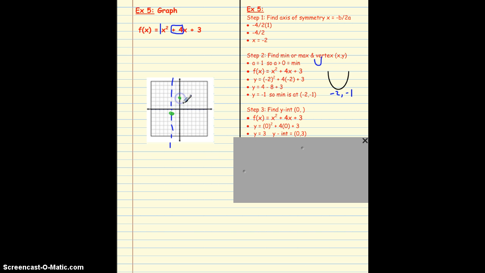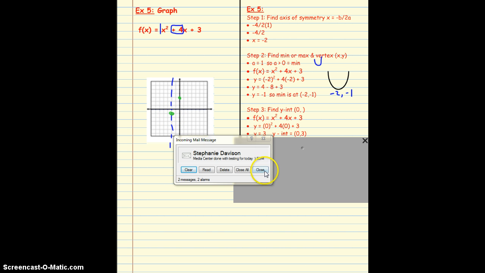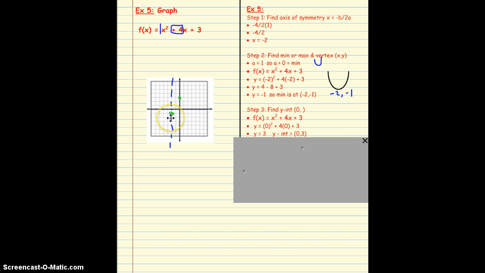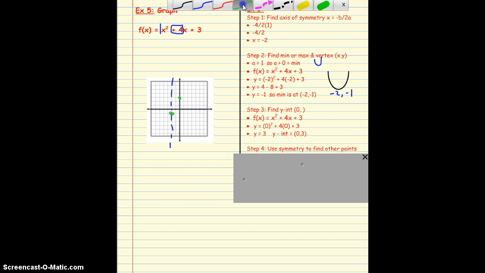Now that we know we have a minimum and our vertex is at negative 2, negative 1, we know that our y-intercept is right here. The next thing is we're just going to use symmetry to find the other point. Well, if I know that over 2 right here is the y-intercept, I'm going to go on the other side of this axis of symmetry. I'm just going to go over 2 spots, and this must be where another point is.